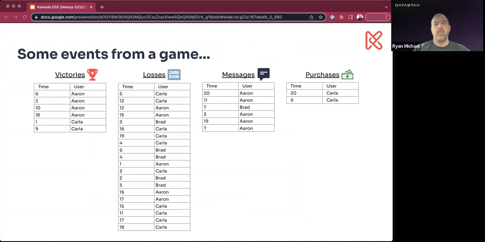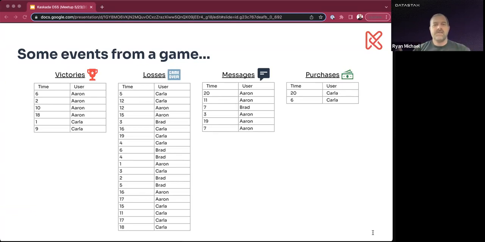Let's imagine that you work at a gaming company and you are trying to understand how you can improve the experience of your users. You have all this data and you've got some information about when people are winning, when they're losing, how they're talking to each other, when they're making purchases. When we lay this out as a table like this, I don't know about you, but it's really hard for me to understand what's happening. I don't understand what is motivating Aaron, or what I could do to make Brad's experience of my game better, or why Carla is the only one spending money. I think the reason for this is because we're looking at this data in a way that's hard for us to visualize and to reason about.